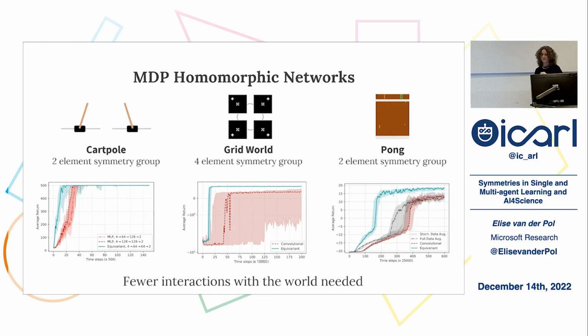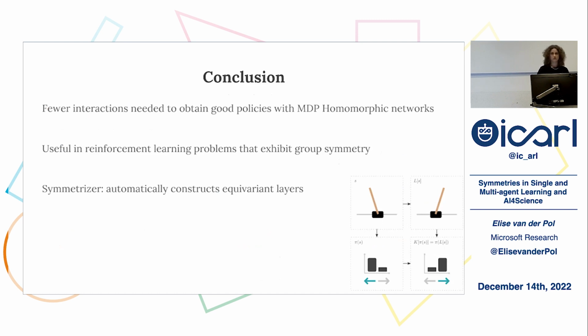So you can see that you need fewer interactions with the world to get to similar policies if you exploit symmetries that are inherently in the problem. And data augmentation, importantly, also helps, but just not as much as building the equivariance into the network. And this is something that other people have also observed later on. So we need fewer interactions to obtain good policies with MDP homomorphic networks. This is useful for RL problems that exhibit group symmetry.